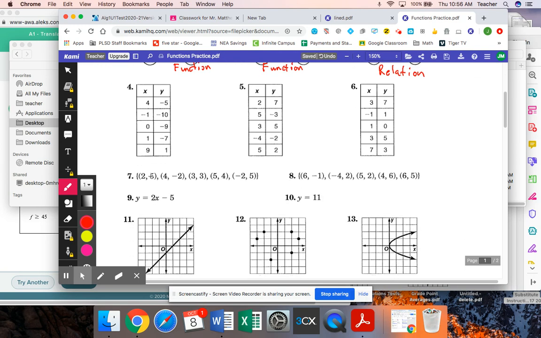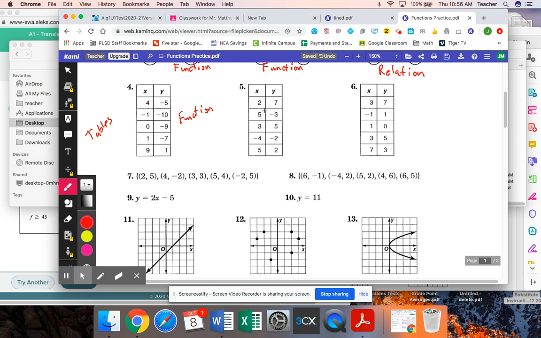If we move down and look at 4 through 6, we call these tables. If I look at my x's, I look at 4. There's only one 4 going down here, so I'm good. There's a -1, only one -1. A 0, only one 0. 1, 1, 9. Good. It doesn't matter what these are as long as I have only one of these listed, then this thing is a function.